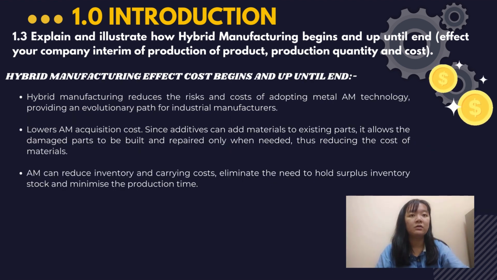Hybrid manufacturing effect on cost from beginning to end. Hybrid manufacturing reduces the risk and cost of adopting metal additive technology, providing an evolutionary pace for industry manufacturers. Lower acquisition costs and can reduce inventory and carrying costs. It will eliminate the need to hold surplus inventory stock and minimize the production time.